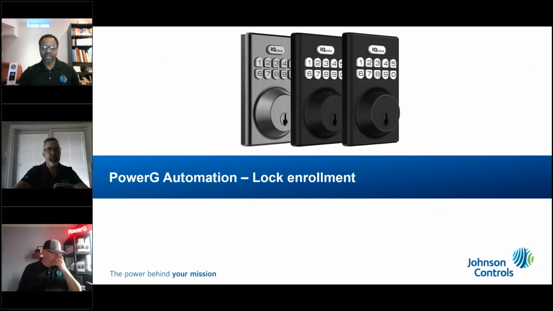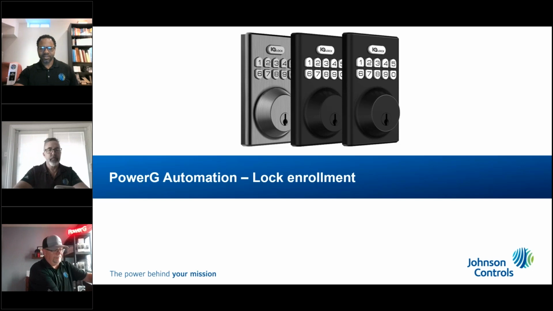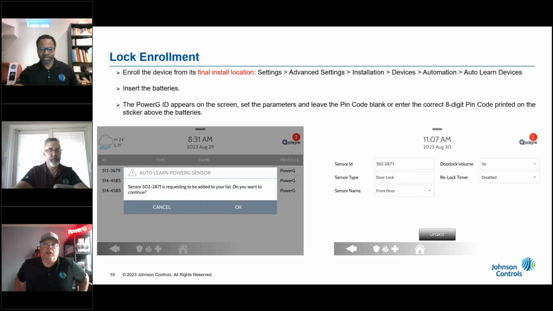All right. So how to enroll a lock? It's pretty straightforward. I'm just going to take one of the batteries out of my lock here. It's very similar to what you would have seen last week with Kevin Gordy talking about lock enrollment or Power G automation enrollment. So first things first, and I think this is a key thing, enroll the device at its final install location.